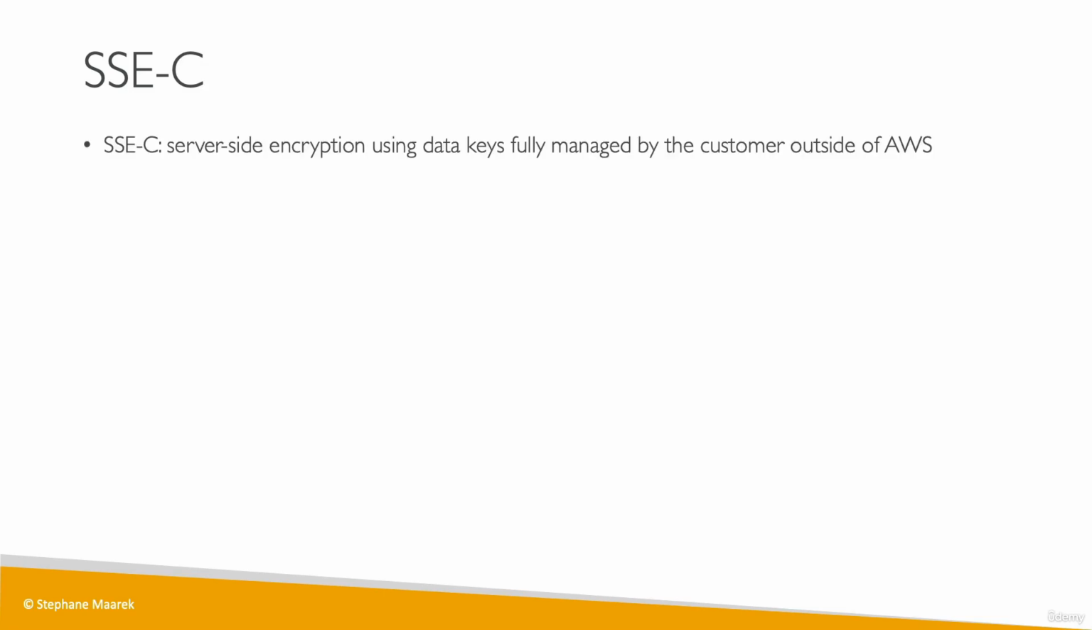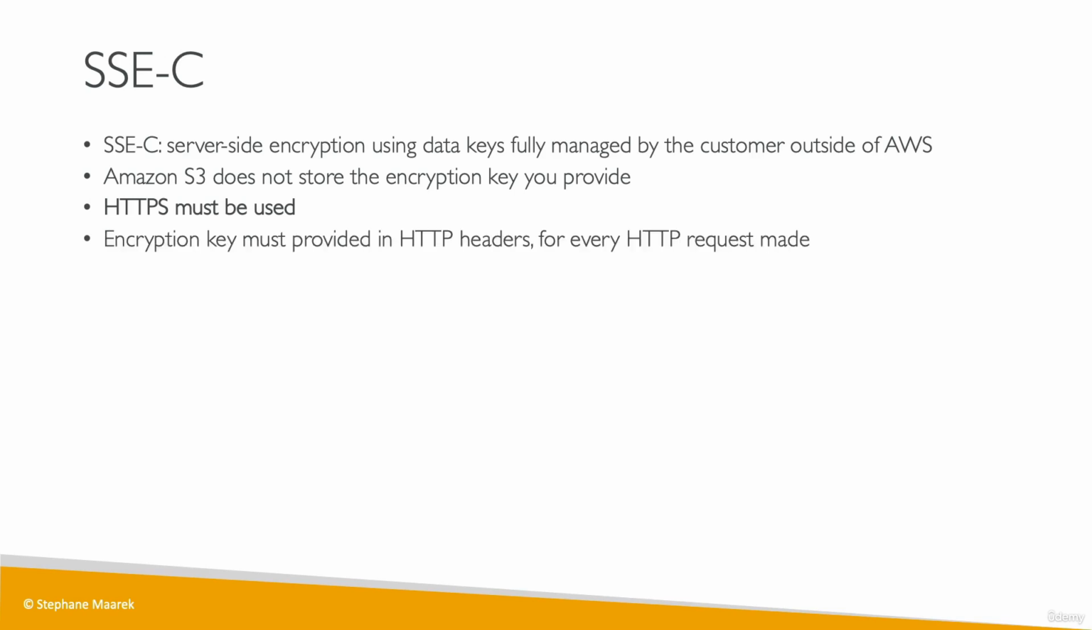Next, we have SSE-C, that stands for server-side encryption using the keys that you provide yourself outside of AWS. So in this case, Amazon S3 does not store the encryption key you provide. It will absolutely have to use it because it needs to do encryption, but then that key will be discarded. For this, to transmit the data into AWS, you must use HTTPS because you're going to send a secret to AWS, and so you must have encryption in transit. The encryption key must be provided in the HTTP headers for every HTTP request made because it's going to be discarded every single time.